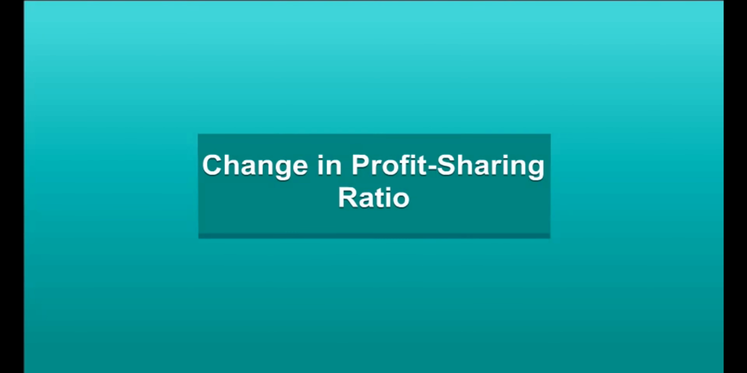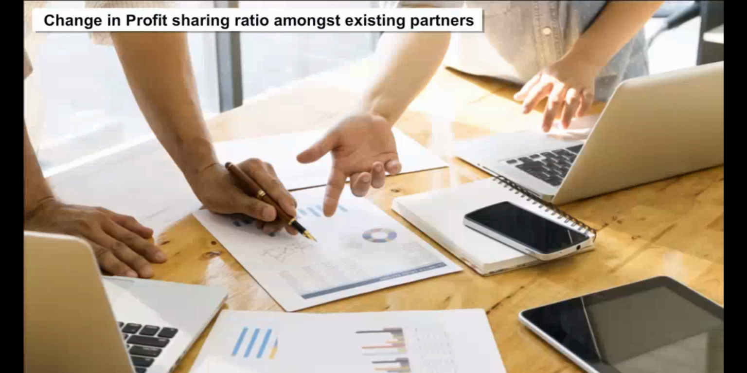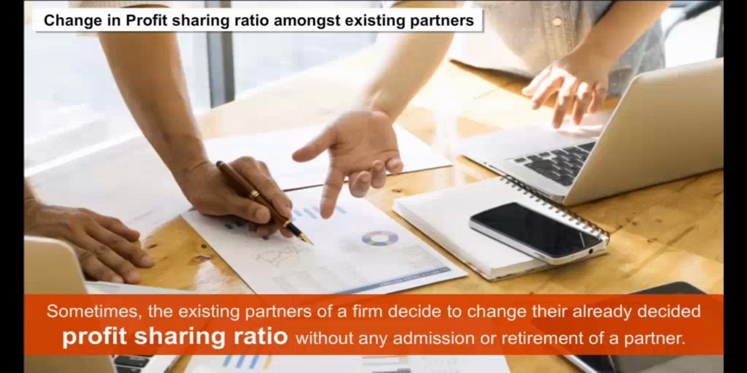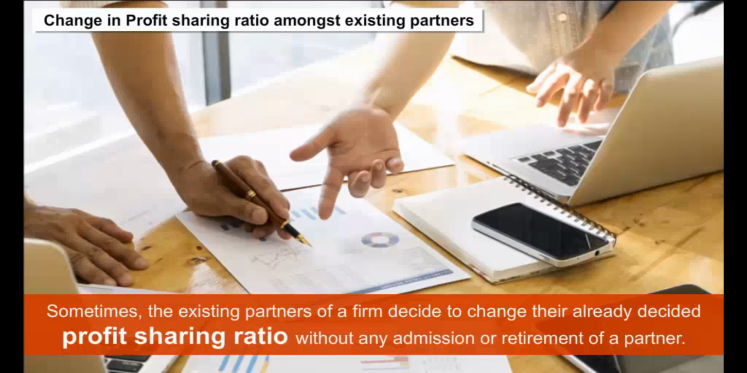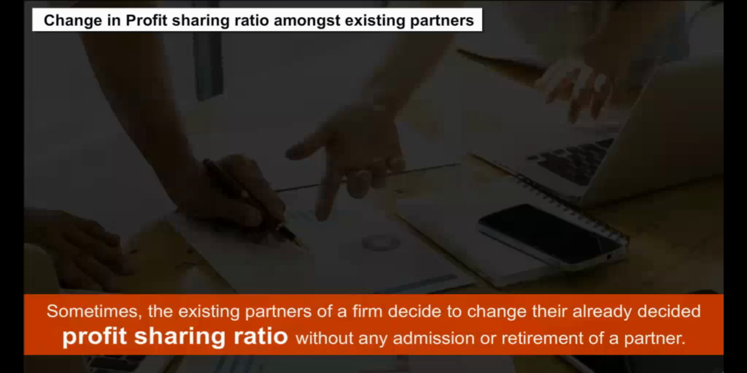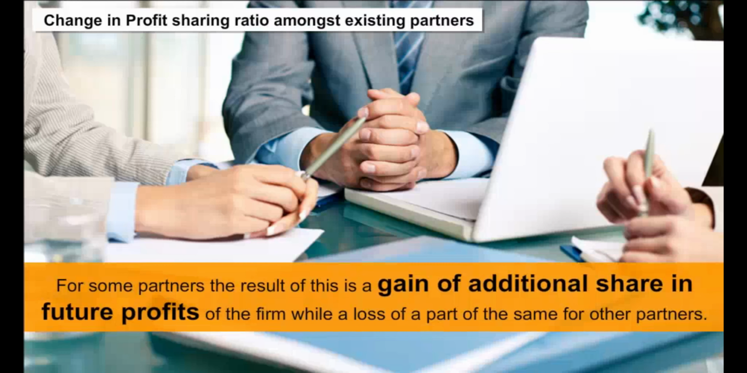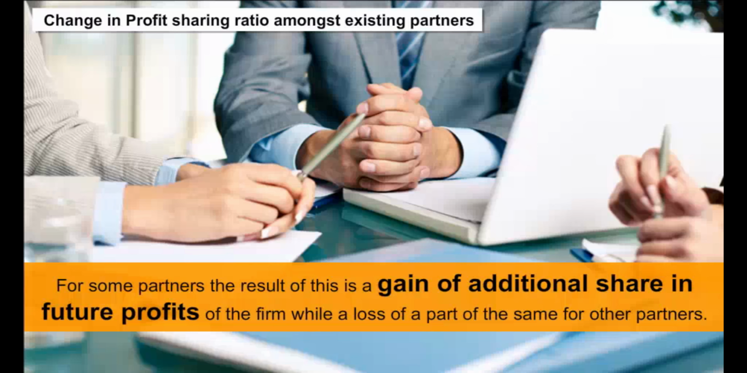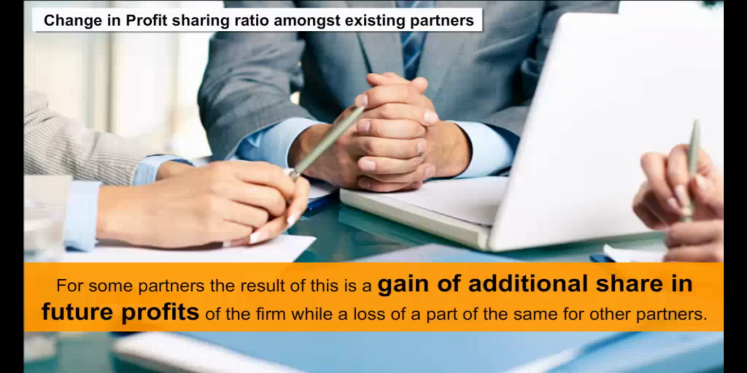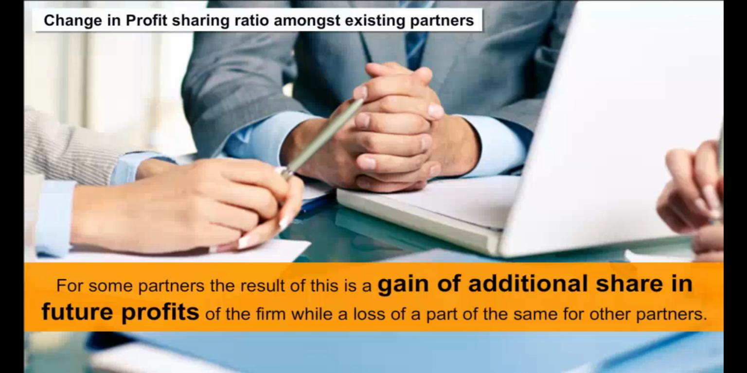Change in profit-sharing ratio. Change in profit-sharing ratio amongst existing partners. Sometimes the existing partners of a firm decide to change their already decided profit-sharing ratio without any admission or retirement of a partner. For some partners, the result of this is a gain of additional share in future profits of the firm, while a loss of a part of the same for other partners.